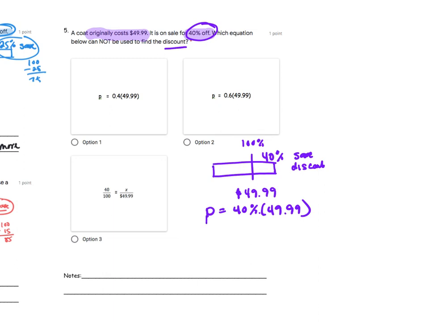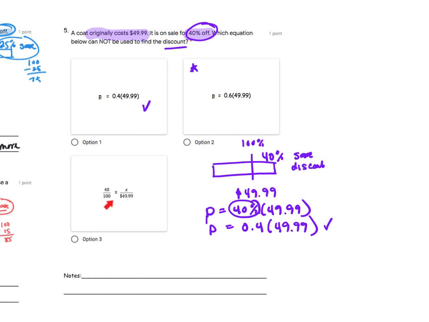So if I continued on with this and I put P and I change this percent to a decimal, I would get 0.4 or 0.40 times 49.99. So right off the bat, this equation matches this, and it is the equation that will help me find the discount. This one is different. It says 0.6, so I think that maybe this one might be my choice because it doesn't look like it's going to find my discount. But let's investigate this one.